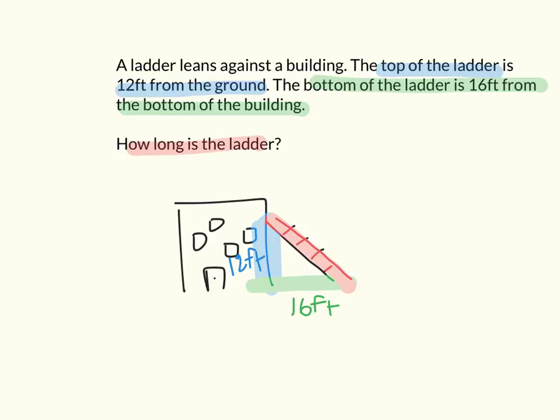So there's my ladder in red, and that's my unknown value. Hopefully you can see the right triangle there. I sure can. And now pause it and see if you can find the value of x. Go ahead and check your answer by hitting play.